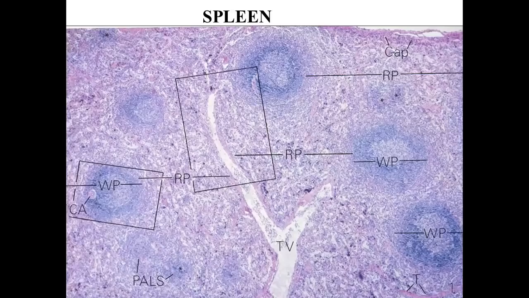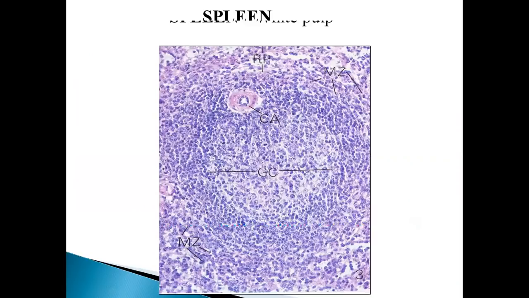So again, you can see the slide histologically. You can see the artery, germinal center with eccentric arteriole. So that is about two slides, lymph node and spleen.